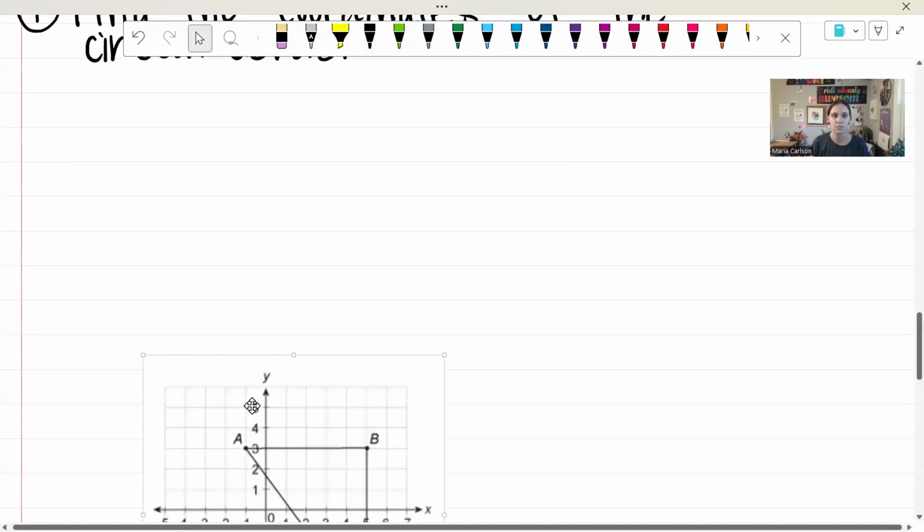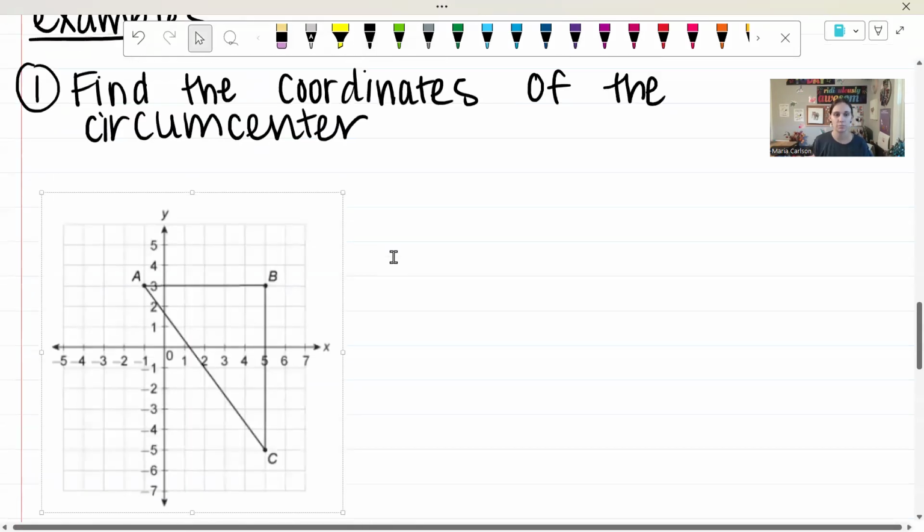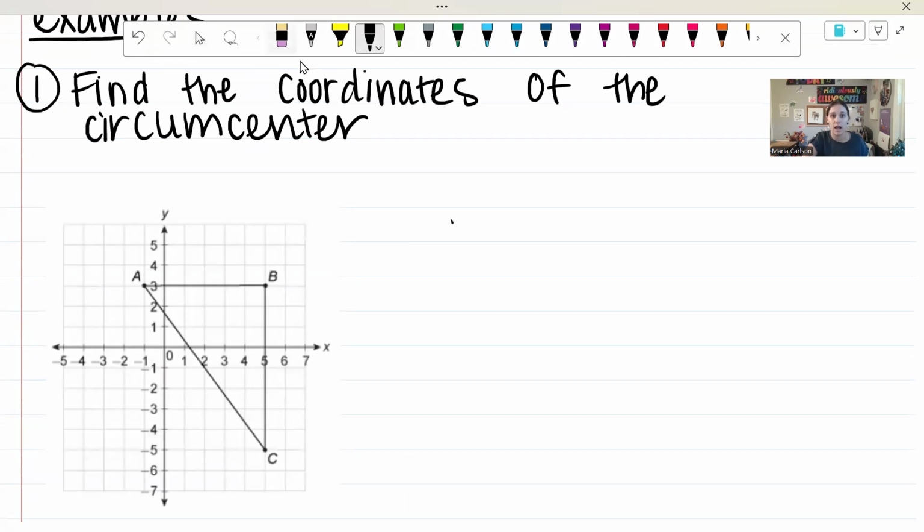The first image is this one, and it has the coordinate plane with our triangle. If we need to find the coordinates of the circumcenter, let's find the coordinates of A, B, and C. So A is the point -1, 3. B is the point 5, 3. Those points have the same height. And C has the same X value as B, but a different height: 5, -5.